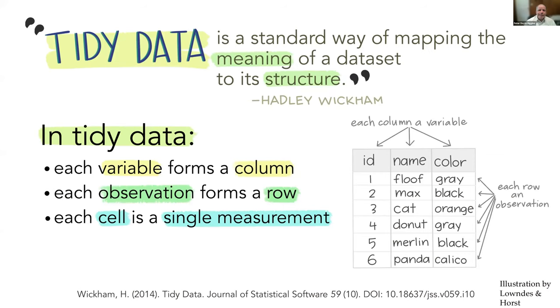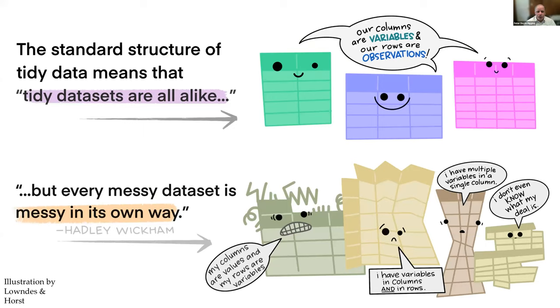So tidy data is a standard way of mapping the meaning of a data set to its structure. In tidy data, each variable forms a column, each observation forms a row, and each cell is a single measurement. You don't combine two measurements in any given cell. The standard structure of tidy data means that tidy data sets are all alike and can be used by the same tools, but every messy data set is messy in its own way.